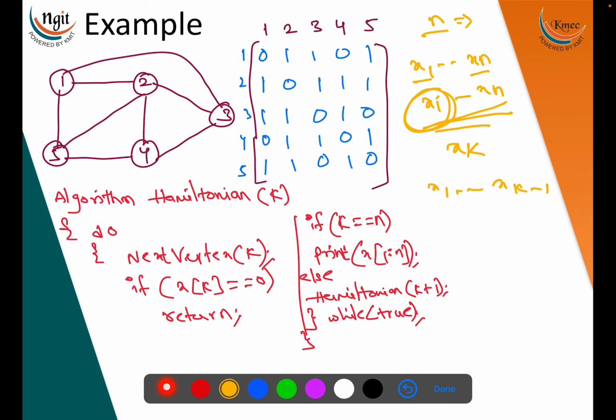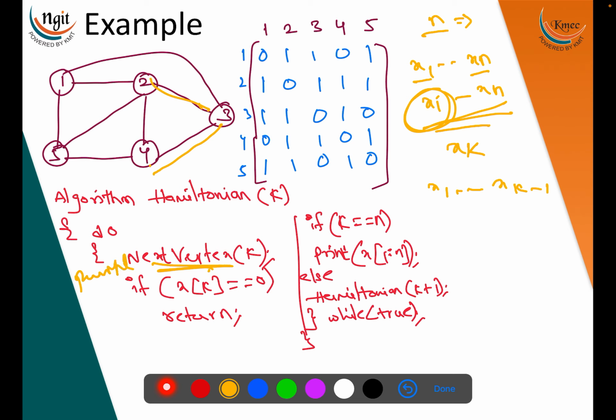Now then the vertex xn can only be the remaining vertex, and it must be connected to both xn minus 1 and x1. We begin this function which is next value of k, which determines a possible next vertex for the proposal cycle.